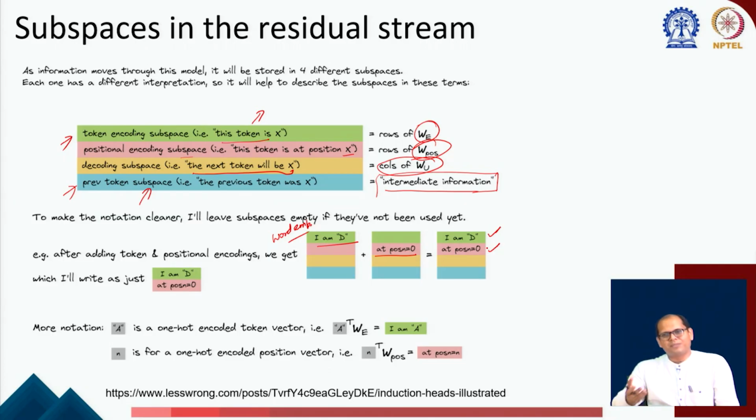So, they are going into different subspaces, right. Now, of course, there will be some notation for this. When you multiply the one-hot vector by the embedding matrix, you get the embedding for this token, and similarly for the token at position n, at some position. That is how we are starting, and we will talk about 4 subspaces: token embedding, position, the decoding, and the previous token.